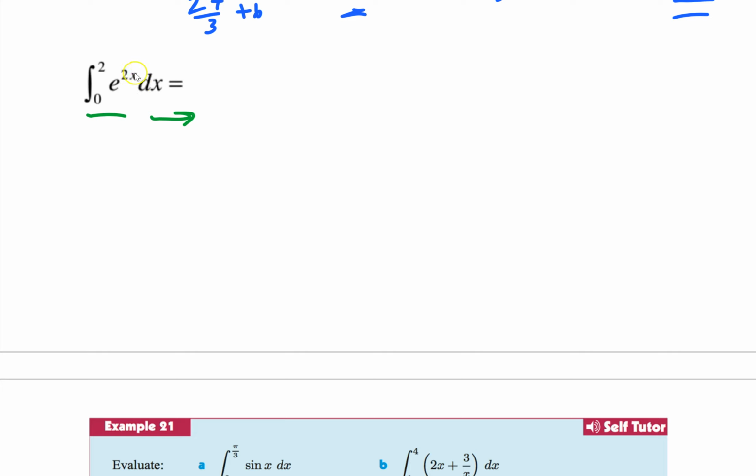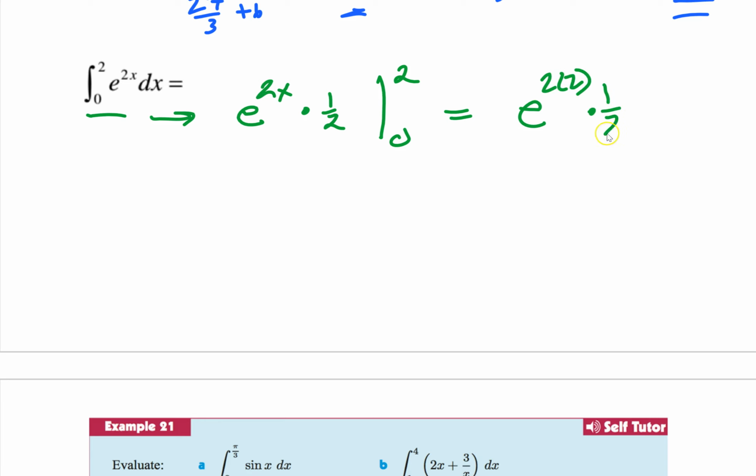So if we're doing reverse chain rule, we're going to take the integral of the outside, which is e to the z. Leave the inside alone, 2x. And we're going to divide by the derivative of the inside. The derivative of the inside is 2, so we're going to divide by 2, so 1 over 2. And then we're taking our limits from 0 to 2. So you integrate like normal, and then plug your limits in. In this case, we're going to plug in top minus bottom. So e to the 2 times 2 times 1/2 minus e to the 2 times 0 times 1/2.